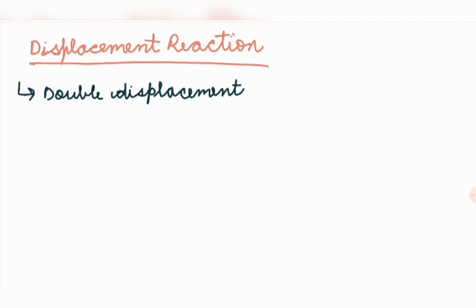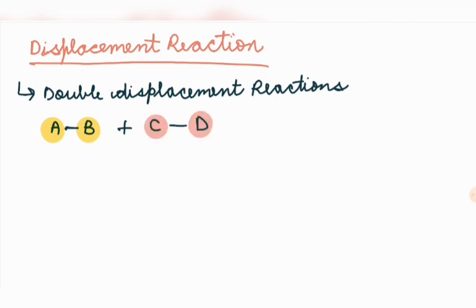These are known as double displacement reactions. Now how do these double displacement reactions take place? Suppose we have one compound which is like this, AB. AB is our compound which contains two elements. A is one element and B is one element. Similarly we have another compound which is like CD. This is again one compound where we have C as one element and D as the another element.